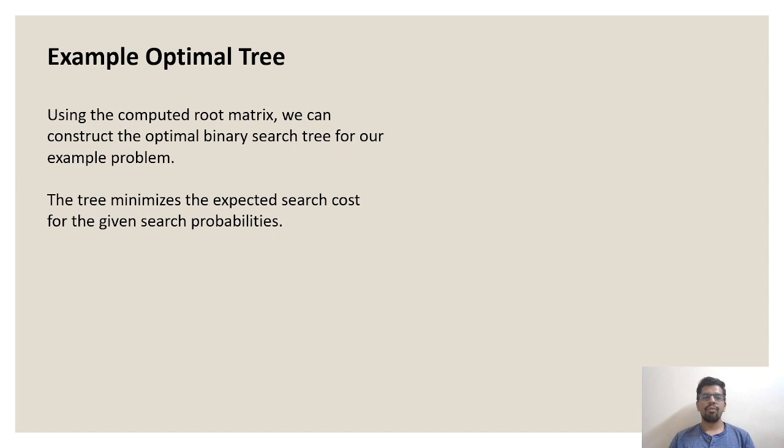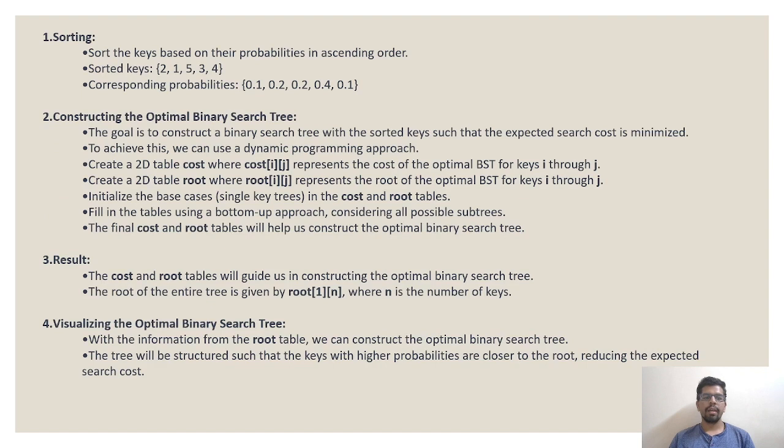Example of optimal tree. Using the computed root matrix, we can construct the optimal binary search tree for our example problem. First thing, sorting. Sort the keys based on their probabilities in ascending order. The sorted keys are 2, 1, 5, 3, 4. Corresponding probabilities are 0.1, 0.2, 0.2, 0.4 and 0.1.